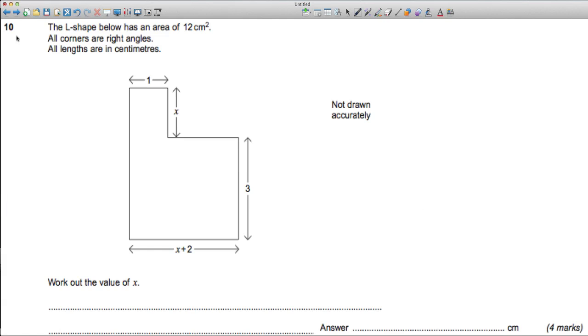Question 10. The L shape shown below has an area of 12 centimeters squared. All corners are right angles, all lengths are in centimeters. Work out the value of x. So, how could we work out the area of this shape? We know the area is 12 centimeters squared. Can we work out an expression algebraically? Well, if we cut the shape off like that, then I'll call that shape A and shape B.